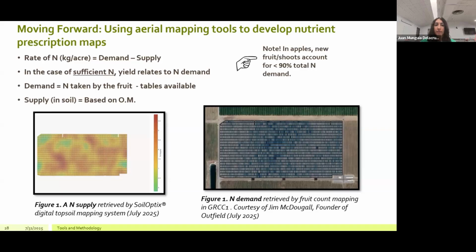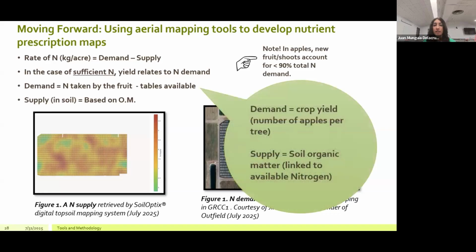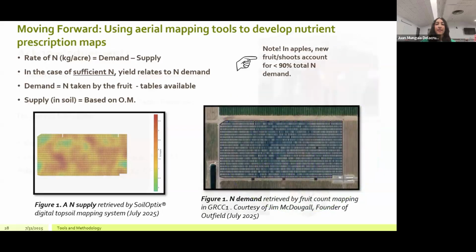So all right, we have our demand, but what about supply? We used soil optics in order to find the concentration of organic matter in soil. And luckily, that correlates and is linked to available nitrogen. That's why we can find a rate of nitrogen. So for the future of this project, our goal is to combine these 2 values and find a prescription map using Outfield. And that's it.